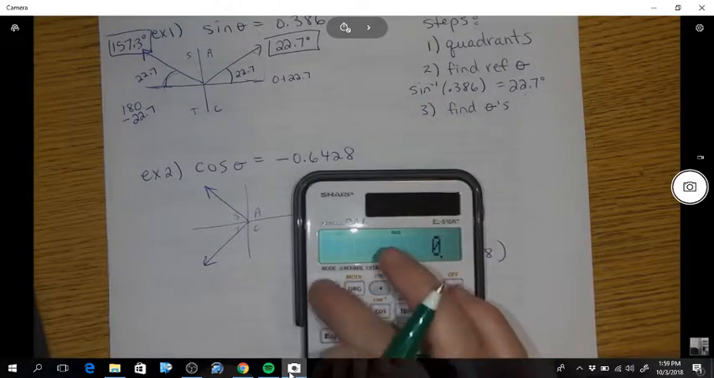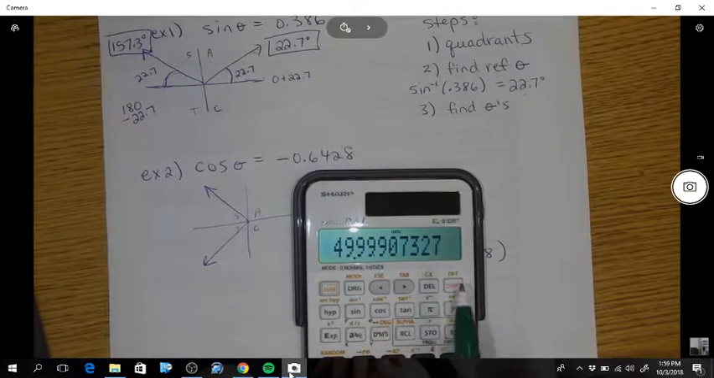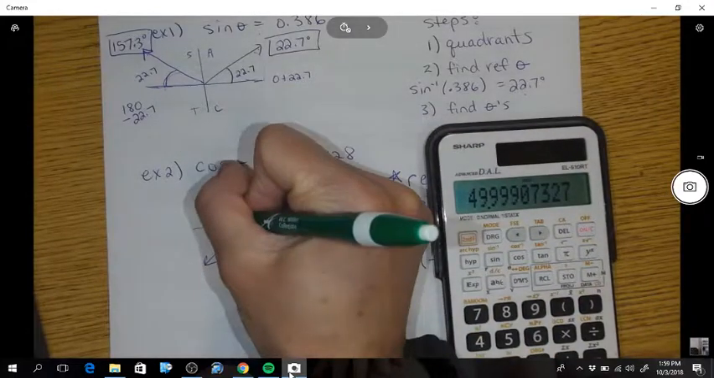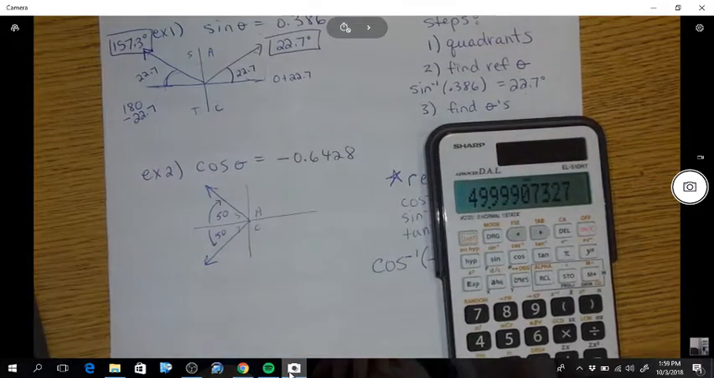Okay, so I'm going to cos inverse 0.6428. Okay, we're going to go rounding, because I'm going to go to one decimal place. That makes that 50 degrees. So that means the distance from the closest x-axis is 50.